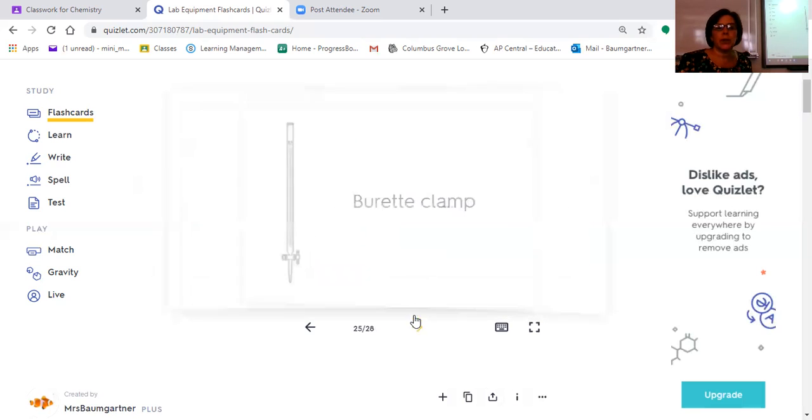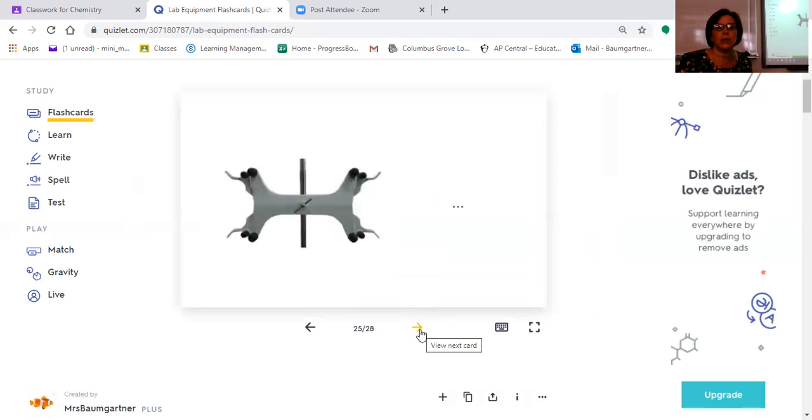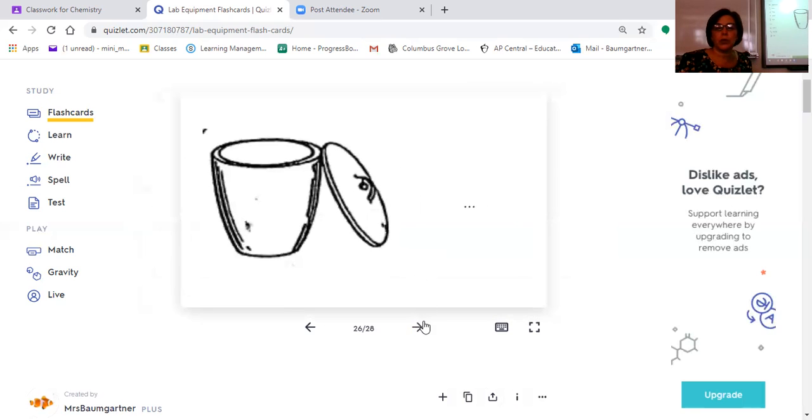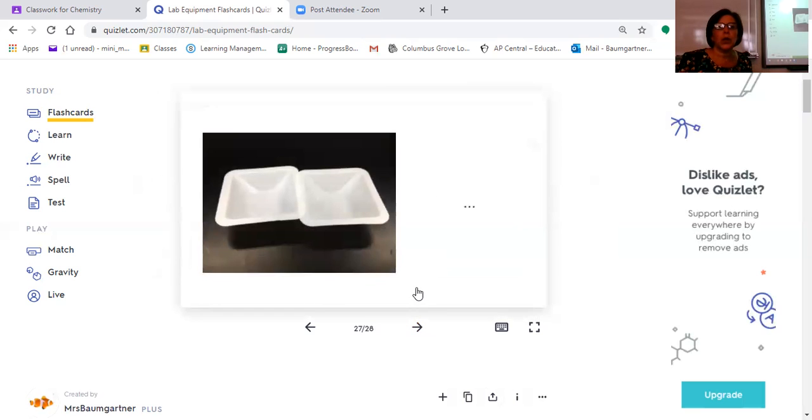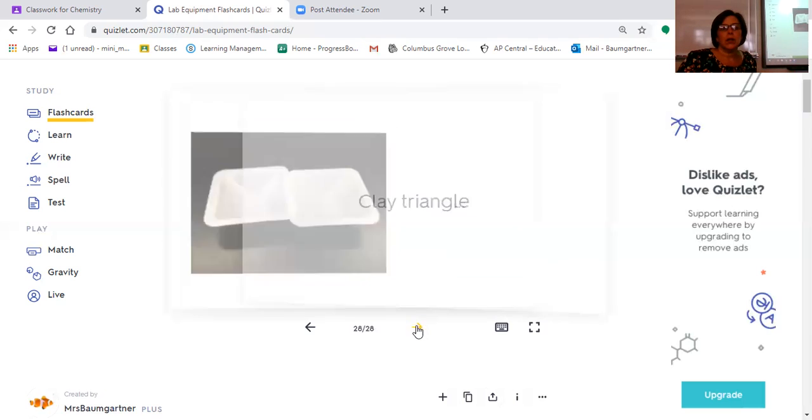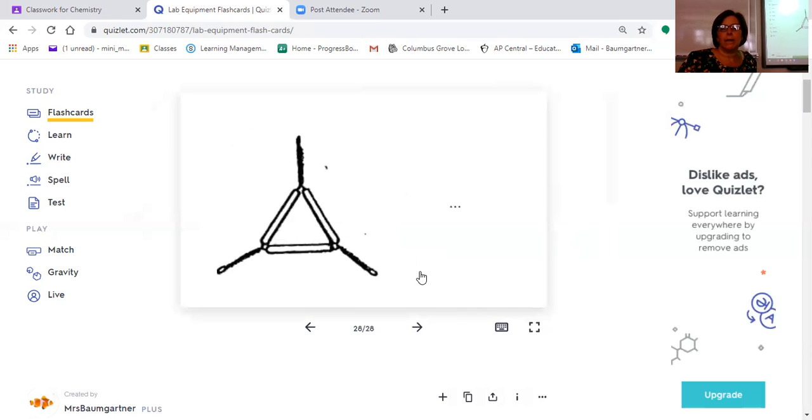There's our burette we talked about, our burette clamp we talked about. There's our crucible that we talked about. Weigh dish, these are disposable. Never, ever, ever reuse a weigh dish. If you take it and you use it, throw it away when you're done. And there's our clay triangle.